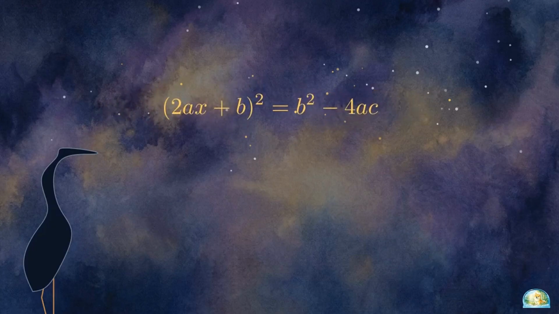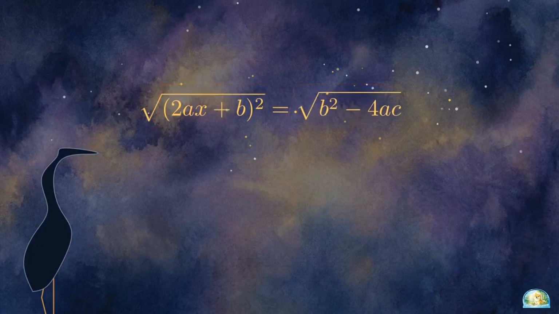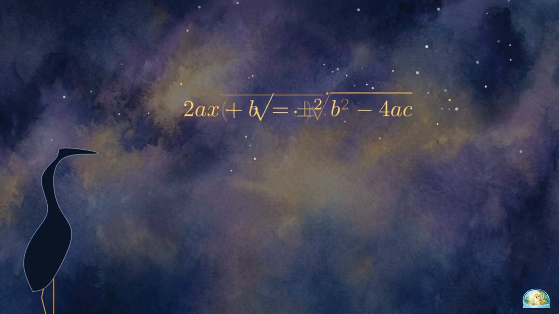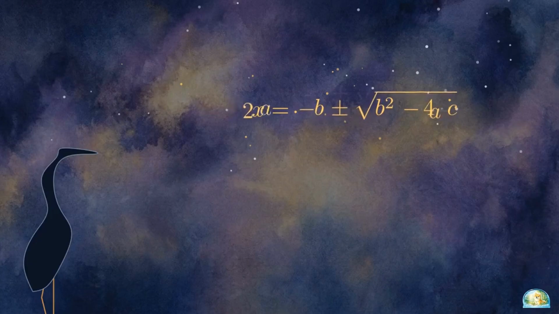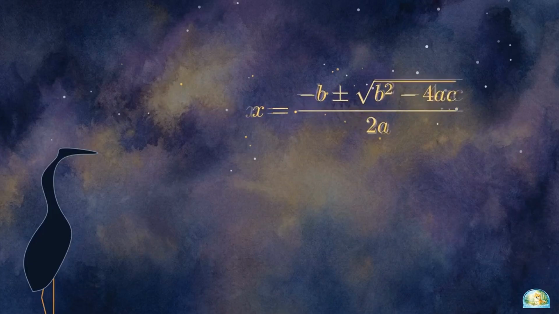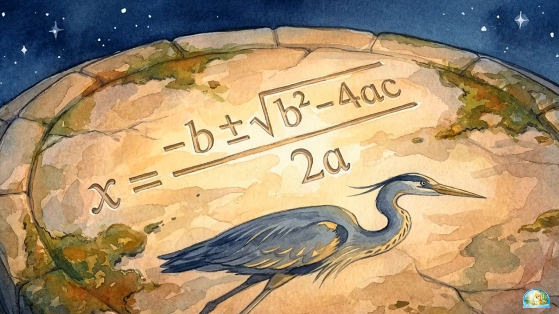We take both square roots. When we do this, we include the plus or minus to capture both possibilities, giving us 2ax plus b equals plus or minus square root of b squared minus 4ac. Finally, we subtract b from both sides and divide by 2a to obtain x equals negative b plus or minus square root of b squared minus 4ac over 2a. For ax squared plus bx plus c equals 0 with a not equal to 0, x equals negative b plus or minus square root of b squared minus 4ac over 2a.